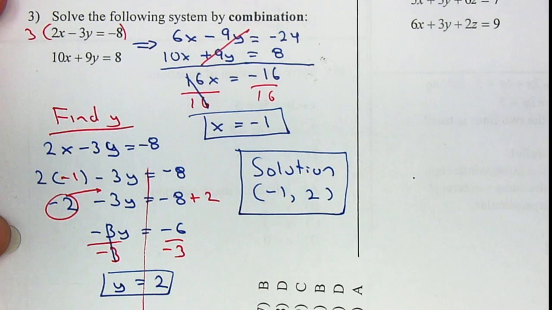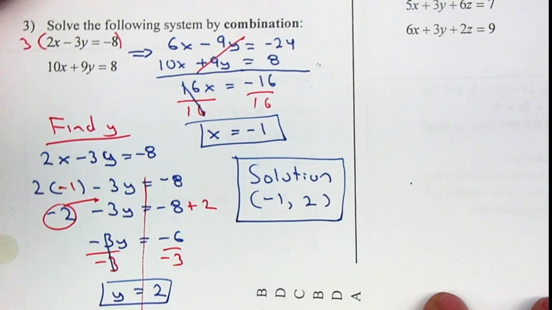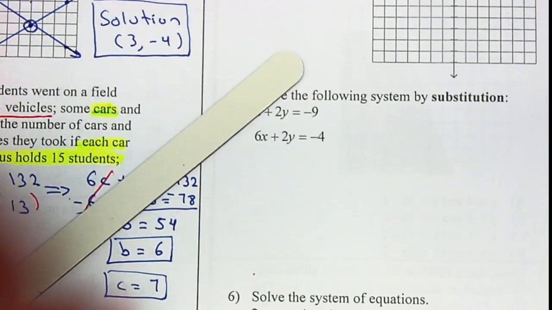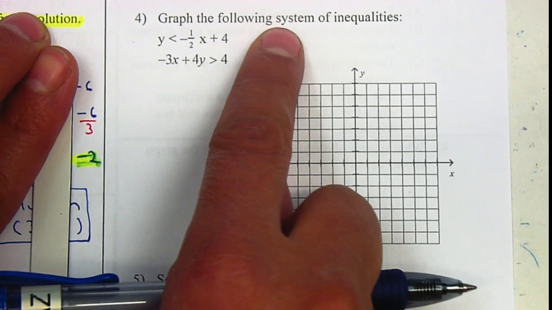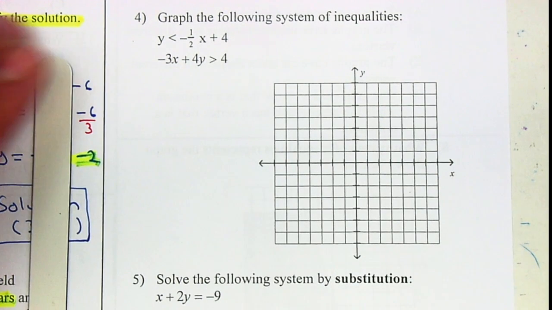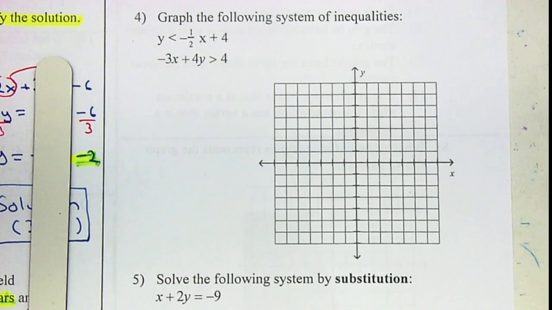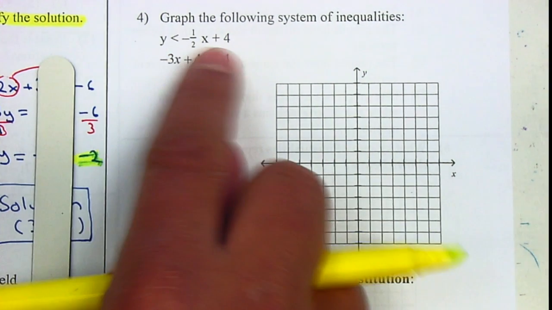Let's continue with problem number 4. On problem number 4, we need to be able to graph the following system of inequalities. So we have a system because we have 2 inequalities in this case. The first inequality is ready to graph because it's in slope-intercept form. So I can just go and graph it.